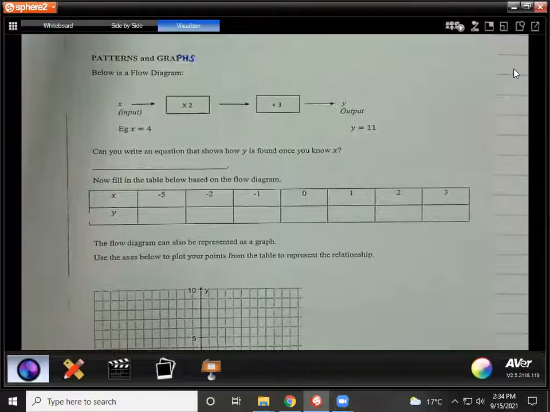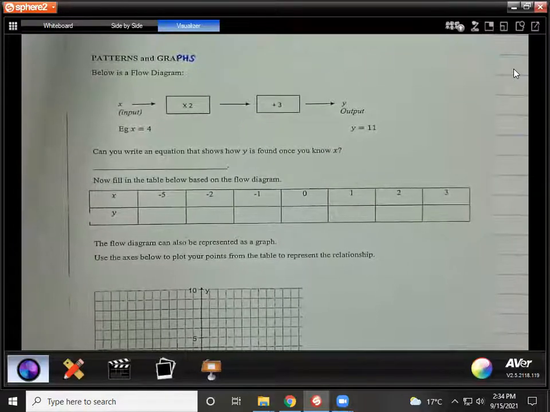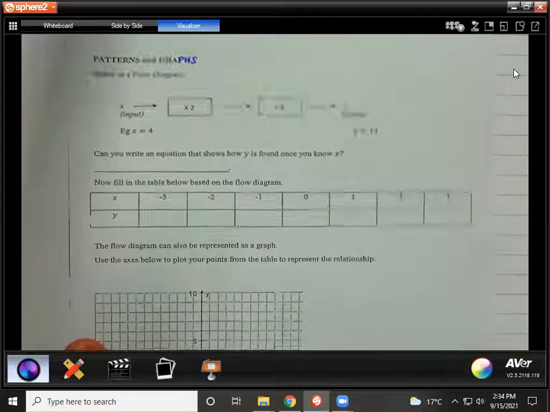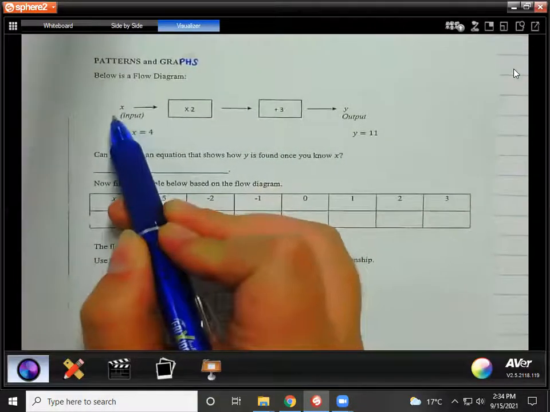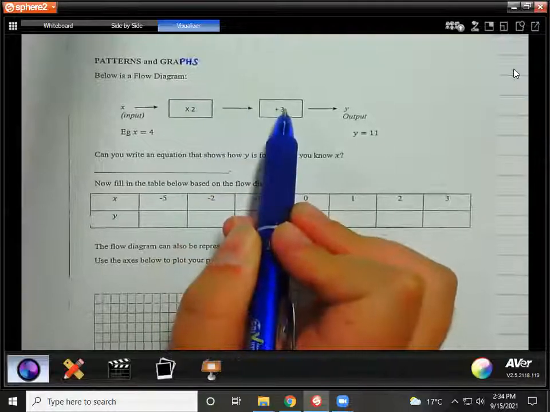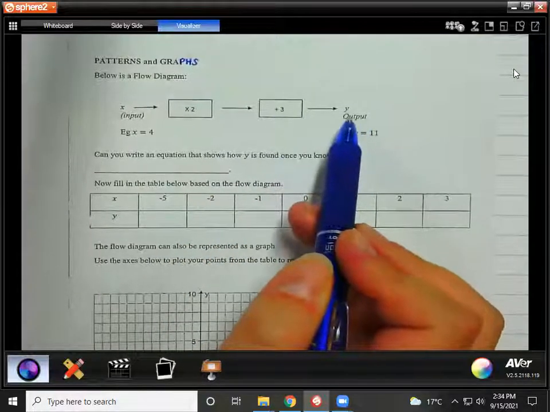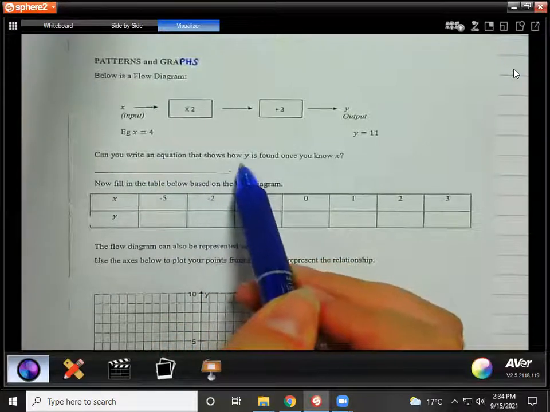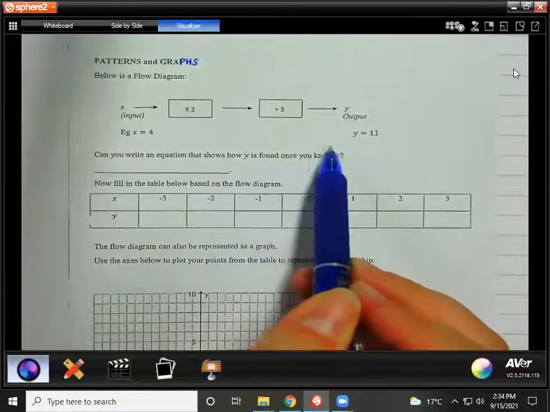It doesn't really matter. All right, so now they've given you a flow diagram. Okay. They're not actually giving you the equation of this straight line. They're giving you the flow diagram. And they're saying X, your input value, must be multiplied by 2, and then you have to add 3, and that will give you Y, your output value. So they're saying, can you write an equation that shows how Y is found once you know X?